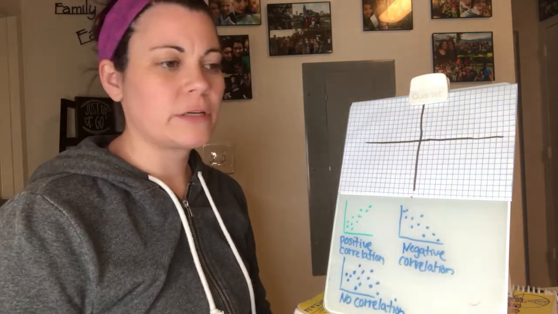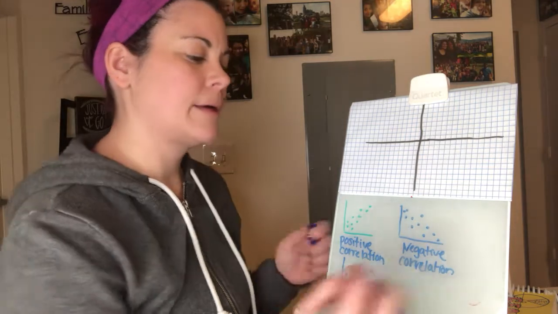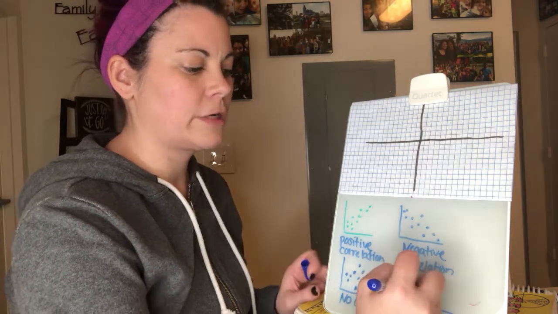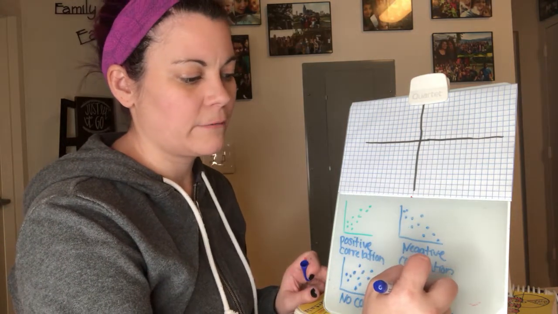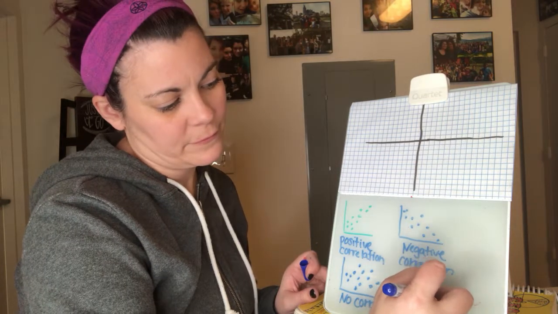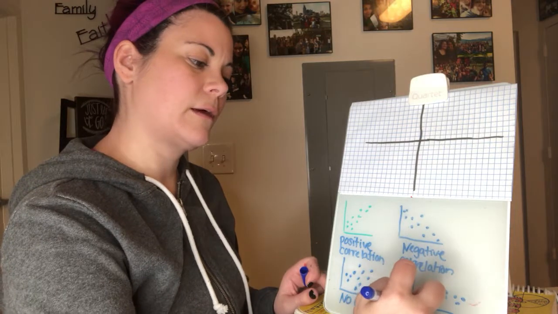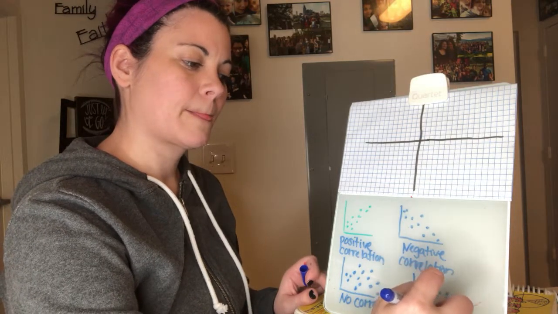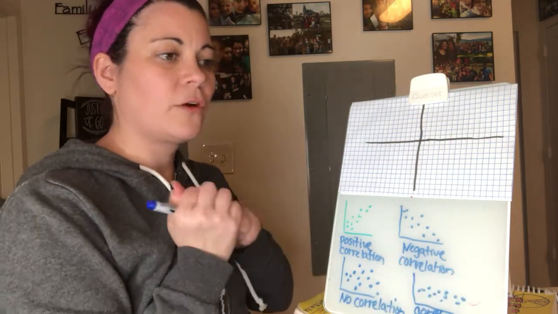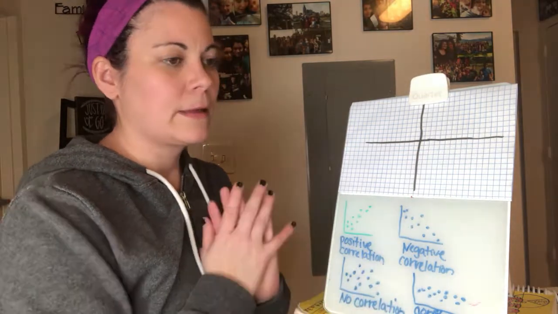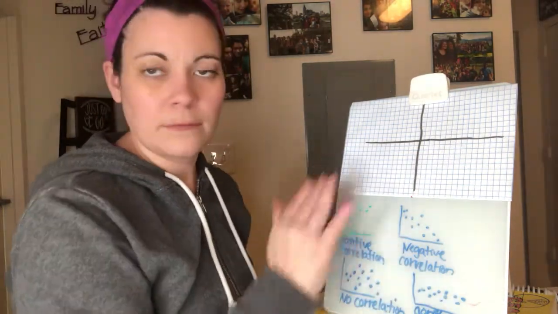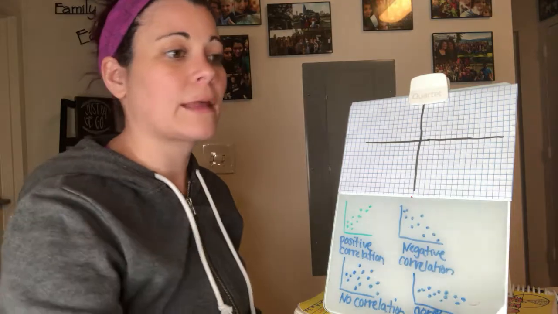So no correlation. And then if we have constant correlation, it kind of graphs where it kind of goes just constant, and that would be constant. Okay, so those are the 4 examples of correlations that you could have with a scatter plot.